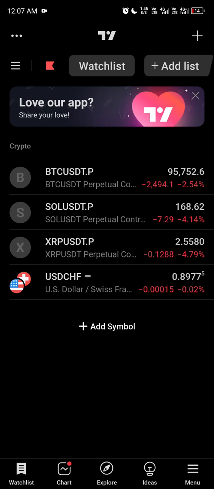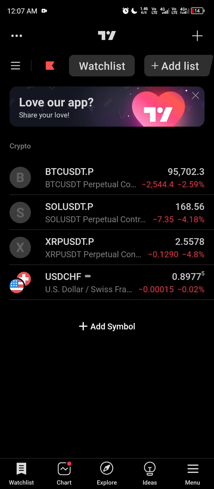You can simply set a price alert, and then TradingView will alert you once price reaches your desired region. Then you can come to your chart and analyze and look forward to take a trade. So how do you set price alerts? Let's dive right into it.